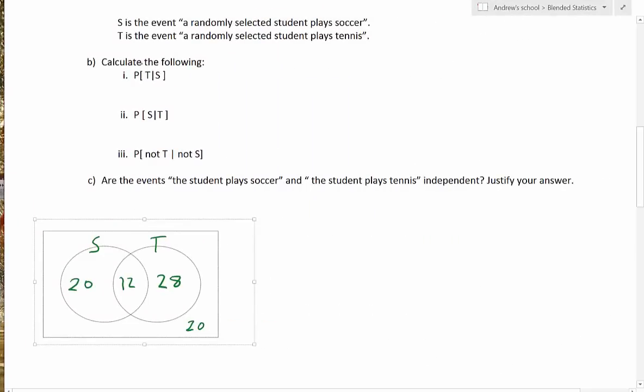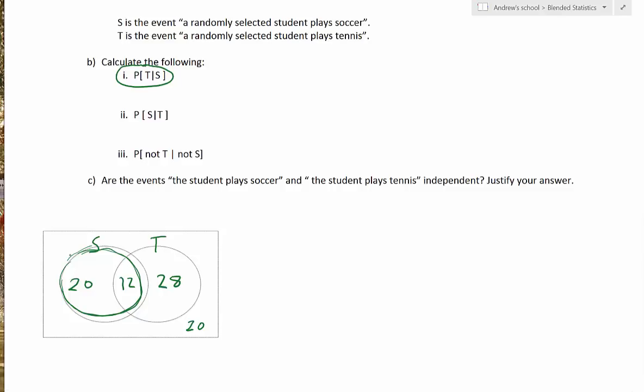In part 1, the probability of T given S means the probability that a random person plays tennis given that we know they play soccer. Well, intuitively, if we know they play soccer, we're actually talking about just the 32 students who play soccer. So of those 32, 12 of them also play tennis. So intuitively, the answer is 12 out of 32.